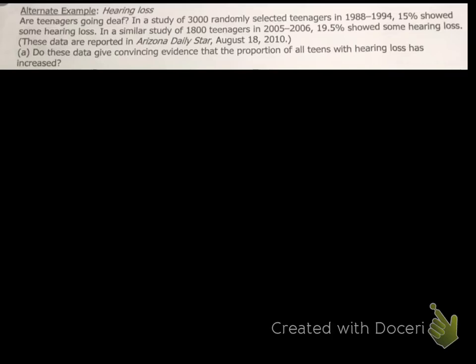Are teenagers going deaf? In a study of 3,000 randomly selected teenagers in 1988 through 1994, 15% showed some hearing loss. In a similar study of 1,800 teenagers in 2005 to 2006, 19.5% showed some hearing loss. Do these data give convincing evidence that the proportion of all teens with hearing loss has increased? Okay, so here we go.